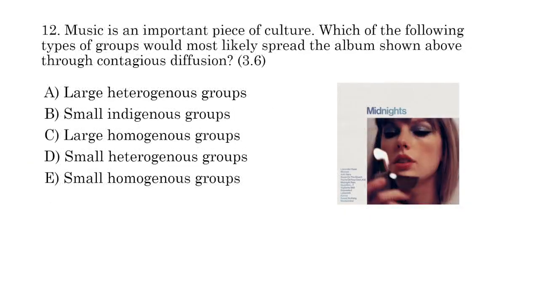12. Music is an important piece of culture, which of the following types of groups would most likely spread the album shown through contagious diffusion? So we're looking at popular culture here. Taylor Swift is part of popular culture. So which of the following is best attributed to popular culture? Popular culture is very big. It's not very small. So it's going to rule out B, D, and E. And we typically see it as a more heterogeneous cultural phenomenon, not a more homogenous culture. That's what folk culture is. It's a lot more homogenous because it's usually a lot smaller in popularity and prominence. So that's going to make A the right answer here.